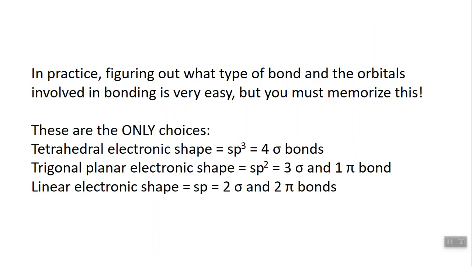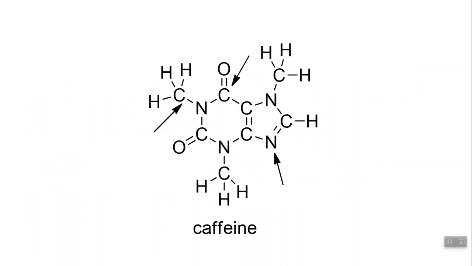All right, so as far as the practice, what you'll end up doing with this is identifying sigma and pi bonds and how many electrons are in each of those bonds, and also figuring out whether you have sp3, sp2, or sp hybridization. So if we look back at our caffeine molecule that we looked at in the previous couple of slides, this is tetrahedral, so it has to be this carbon over here to the left.